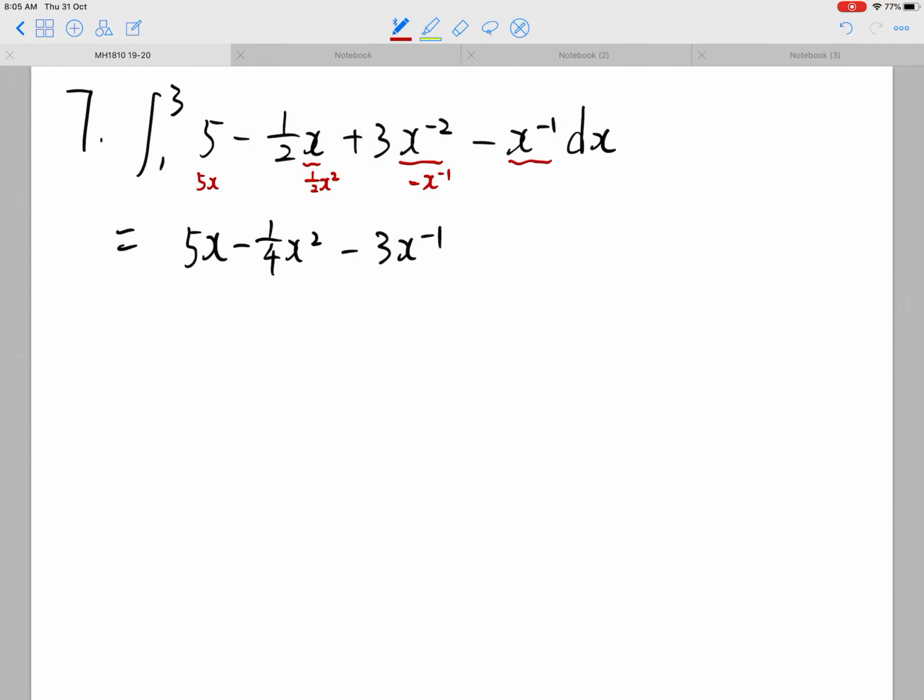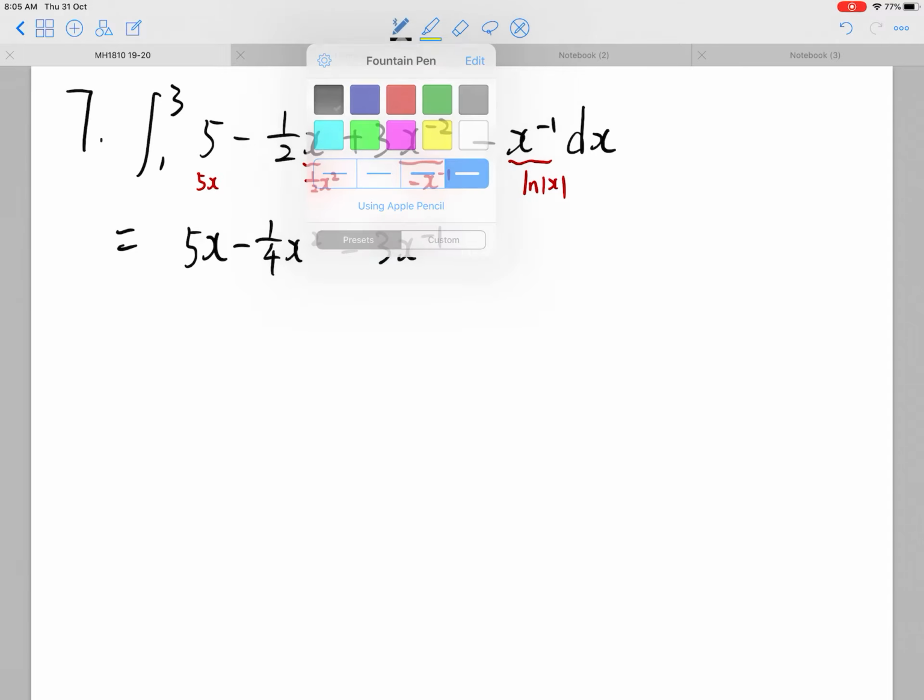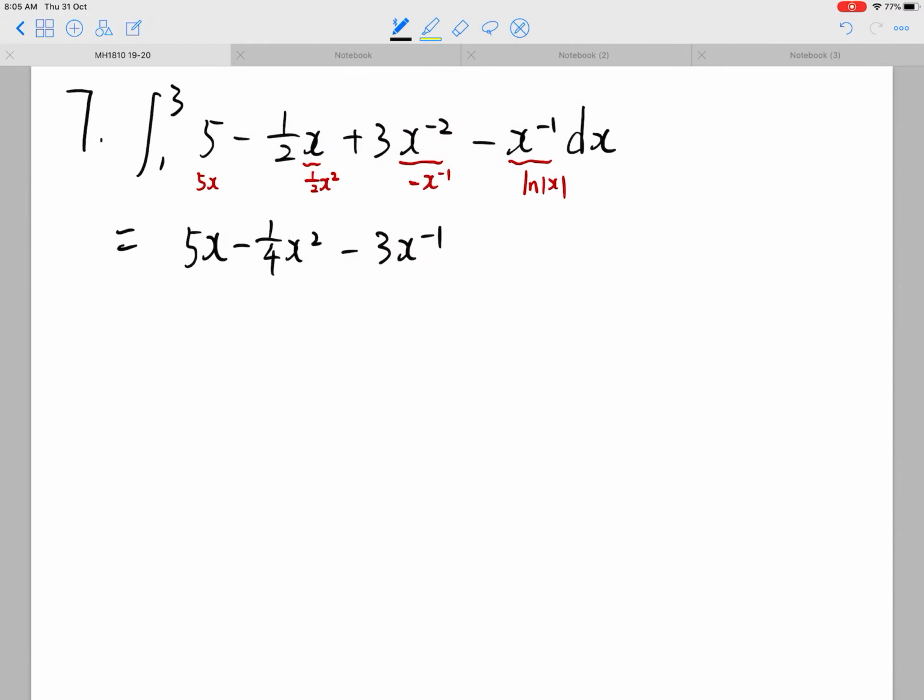What function's derivative is x to the power of negative 1? It should be ln absolute value of x. Okay, it should be ln absolute value of x. So this part is minus ln absolute value of x. Okay, and it's a definite integration, so from 1 to 3. Then we just sub in.